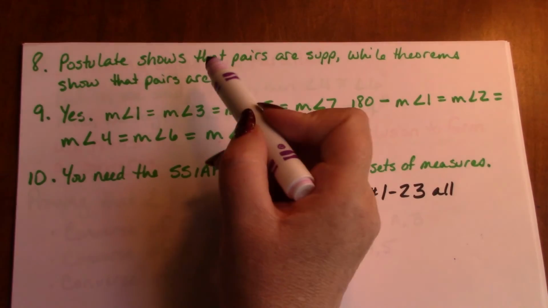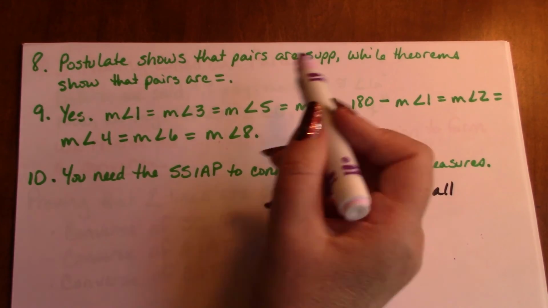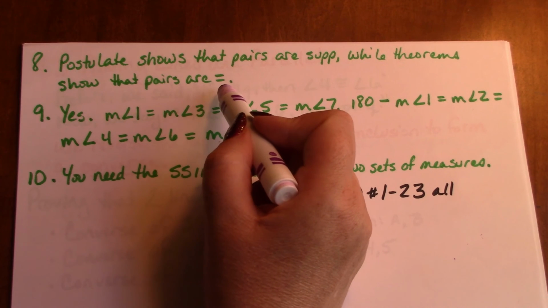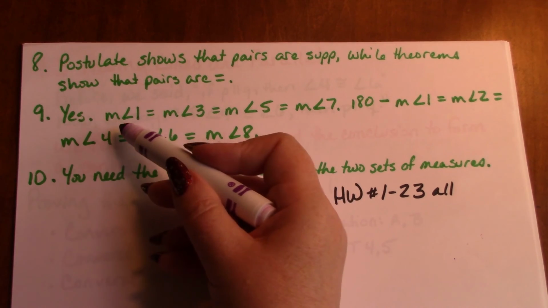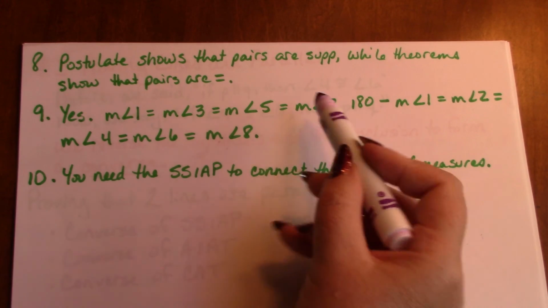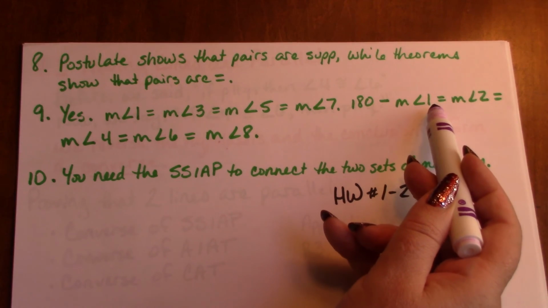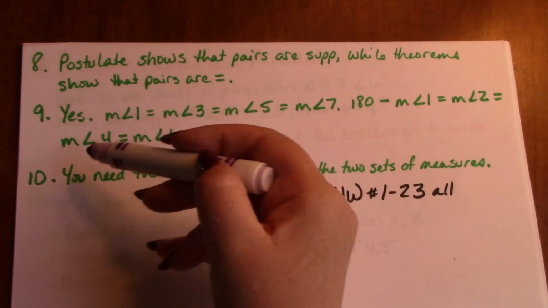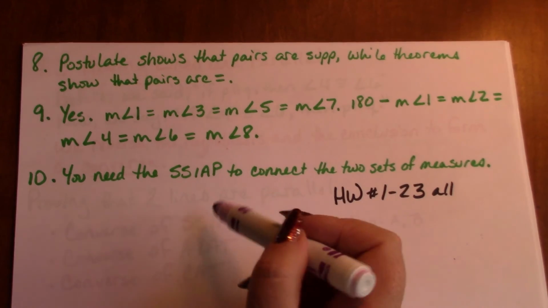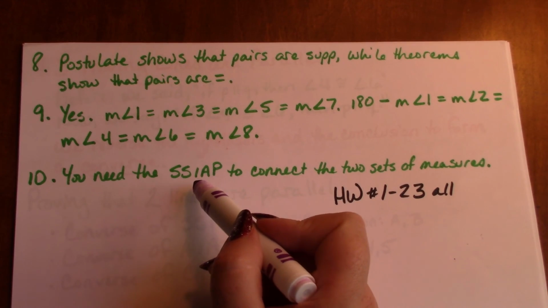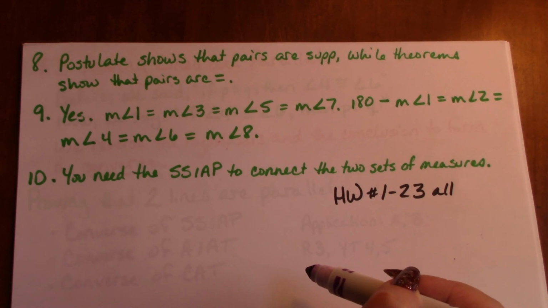Elaborate. Number 8, the postulate shows that pairs are supplementary, while theorems show that pairs are equal. Number 9 is yes. The measures of angles 1, 3, 5, and 7 all equal each other. 180 minus measure 1 equals 2, 4, 6, and 8. They're all the same number. And number 10, you need the same side interior angle postulate to connect the two sets of measures.